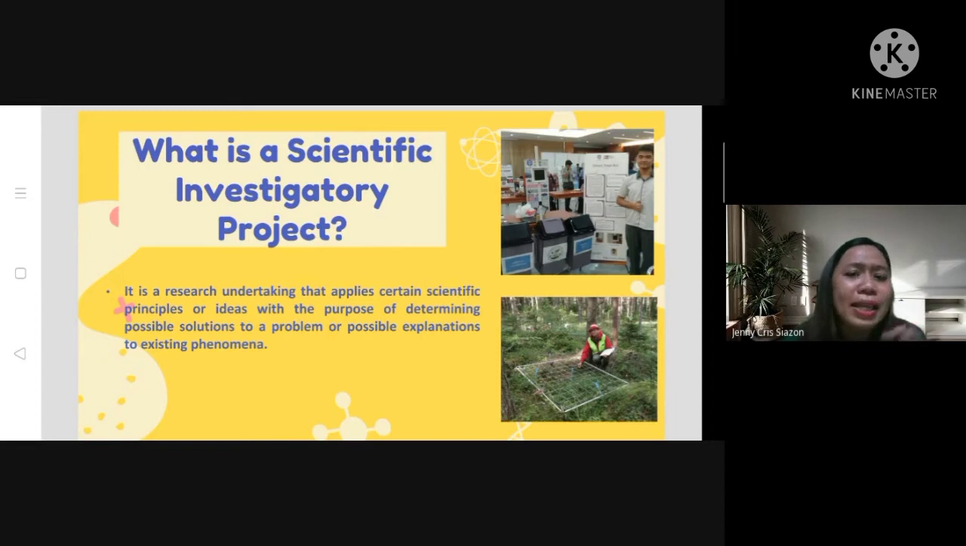Kasi napakahirap nito. Pero kapag alam niyo yung tamang proseso, pag alam niyo yung tamang proseso kung paano ito ginagawa, hindi na kayo ganun mahihirapan masyado. Kasi alam niyo na yung magiging step by step procedures. Kailangan niyo na lang sundin.